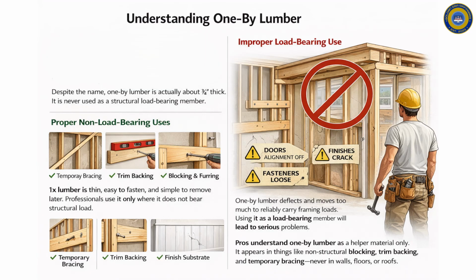The danger with 1x lumber is not that it fails dramatically. It's that it deflects, creeps, and moves just enough to cause long-term problems. Doors go out of alignment. Finishes crack. Fasteners loosen. None of this looks like a structural collapse, but it creates buildings that feel cheap and unstable. Professionals understand that 1x lumber plays a supporting role, not a structural one. They treat it as a helper material, not a backbone. Once that boundary is clear, construction shifts into the category that actually carries buildings, the 2x system.